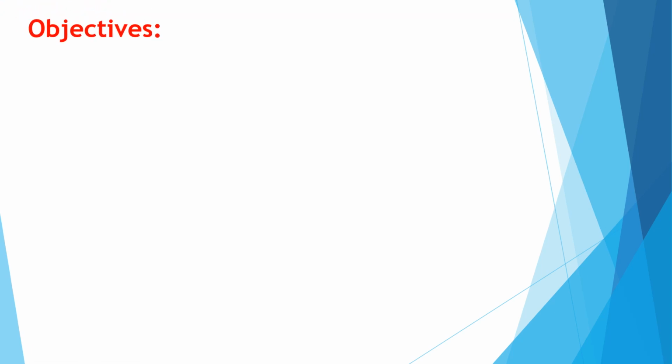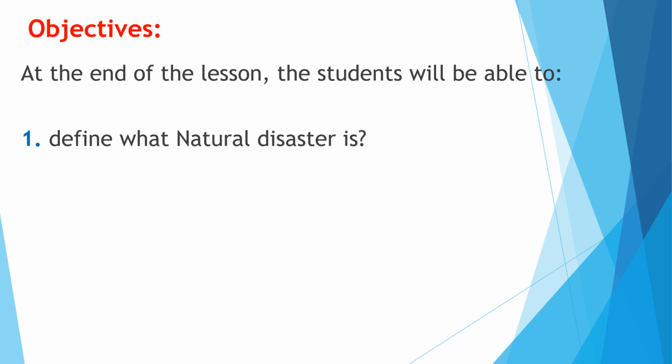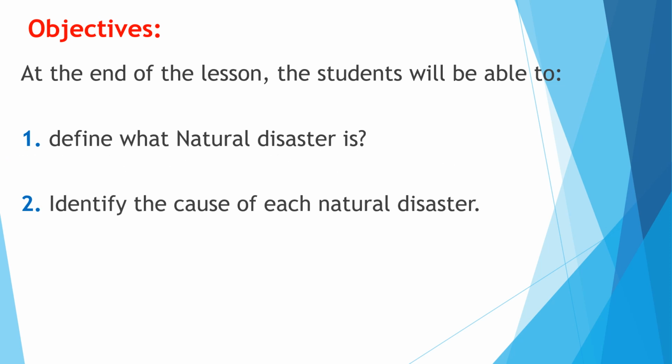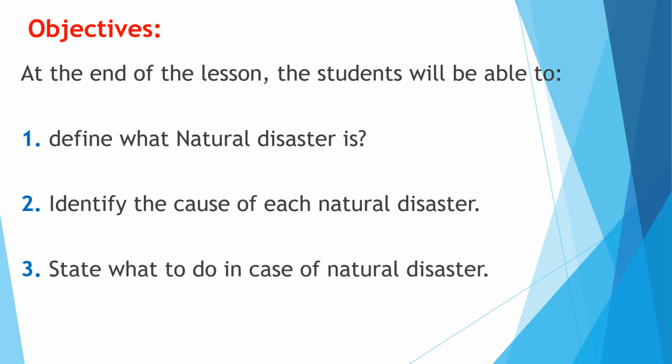Let's talk about the objectives before we start our lesson. At the end of the lesson, the students will be able to, first, define what natural disaster is. Second, identify the cause of each natural disaster. Third, state what to do in case of natural disaster.